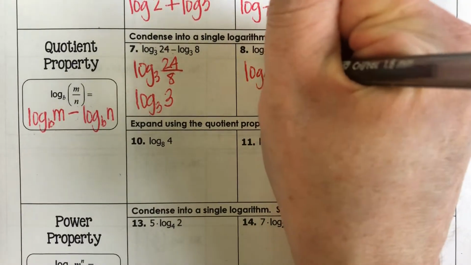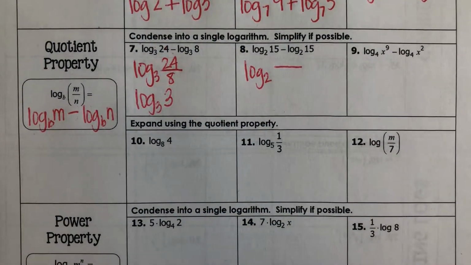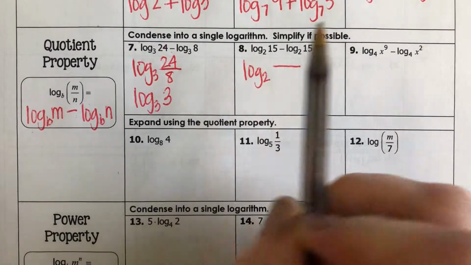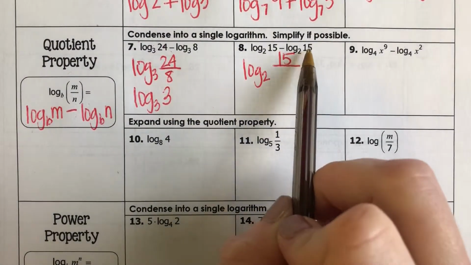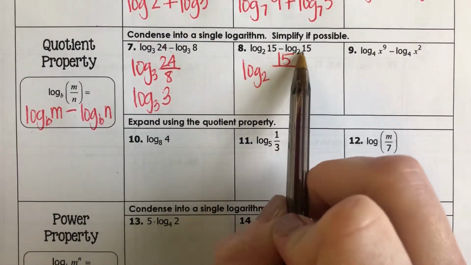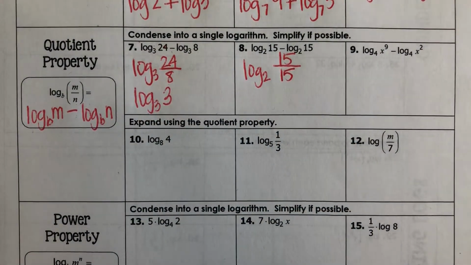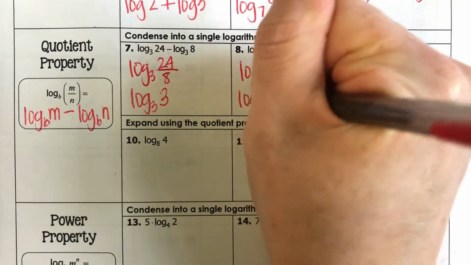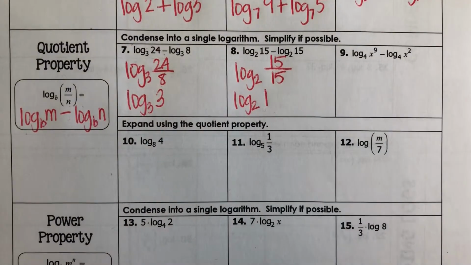Both of them have log base 2. There is subtraction, so I'm going to create a fraction bar. This 15 follows a positive log, so that 15 goes in the numerator. And this 15 follows a negative log, so I'm going to put that 15 in the bottom. Well, what is 15 divided by 15? That would be 1. So log base 2 of 1.